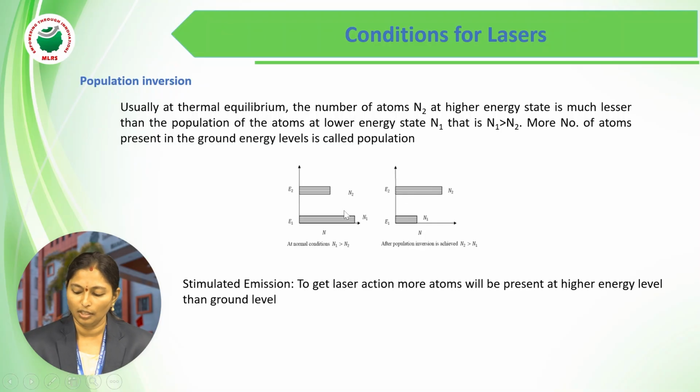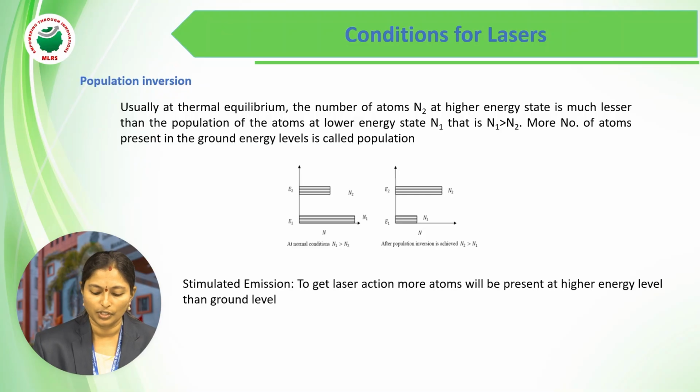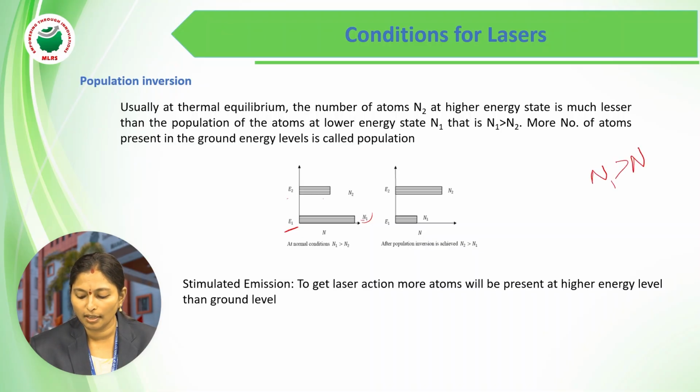So here, first of all, we are going to see with two levels only, where E1 is the energy of the atoms and N1 is the number of atoms in the ground state. That means N1 is the number of atoms in the ground state, whereas N2 is the number of atoms in the excited state and their energy is E2. In general, the population means N1 is greater than N2.